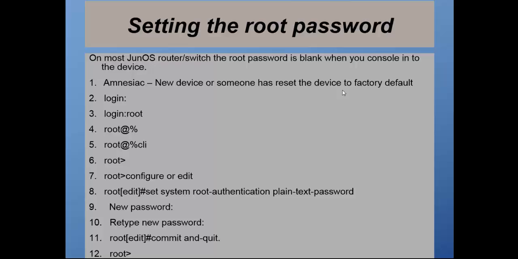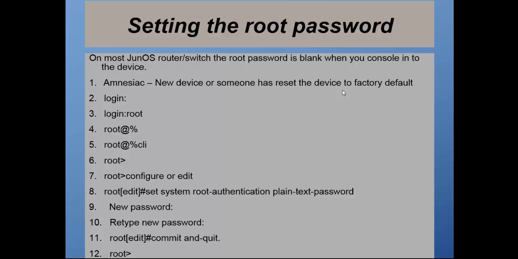Step 2, there's a login prompt. We're going to enter the username root in step 3, and we're going to be entered into the shell mode in step 4. From the shell mode, we need to go into the operational mode. In step 5, we're going to enter the command CLI. Step 6 indicates we're in operational mode.